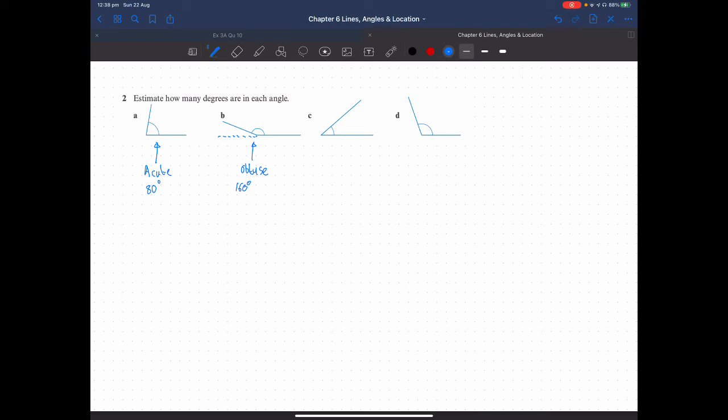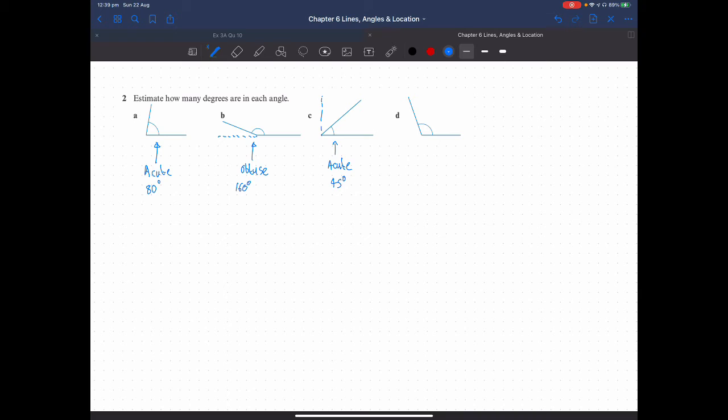Looking at C, I can see it is an acute angle. I can see it's less than 90. I can see it's quite a way less than 90 degrees. To me, it looks about half of 90 degrees. So half of 90 degrees, 45 degrees.